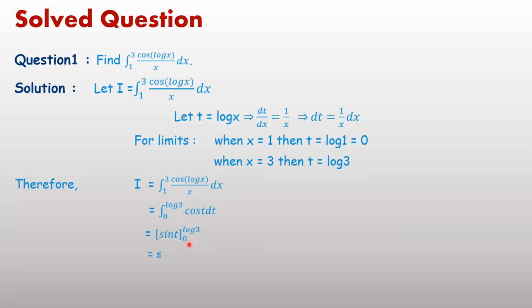Apply limits. In place of t, first write log 3, so sin(log 3) minus sin 0, and the value of sin 0 is 0. Therefore, the result is I equals sin(log 3). Hence, the integration from 1 to 3 of cos(log x) upon x dx equals sin(log 3).